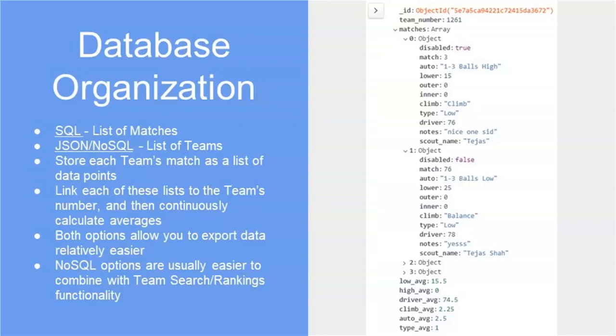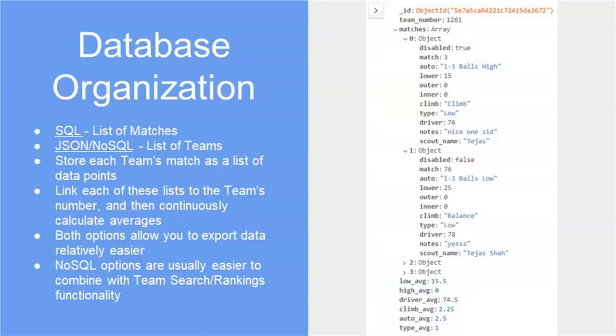It's called MongoDB, and it's a highly recommended database service that I would recommend for all the teams in FRC. So you can see how there's an array of all the matches that are stored underneath a team. And then each match object has the match, the autonomous, and all the statistics. And so you can organize it in such a way that each team in the database then has a list of matches inside of it.